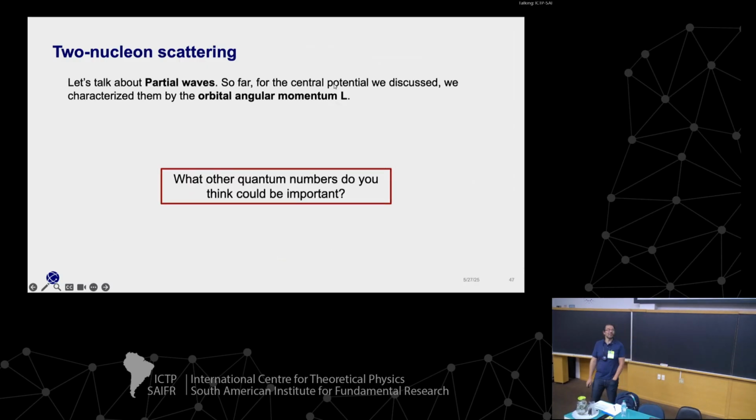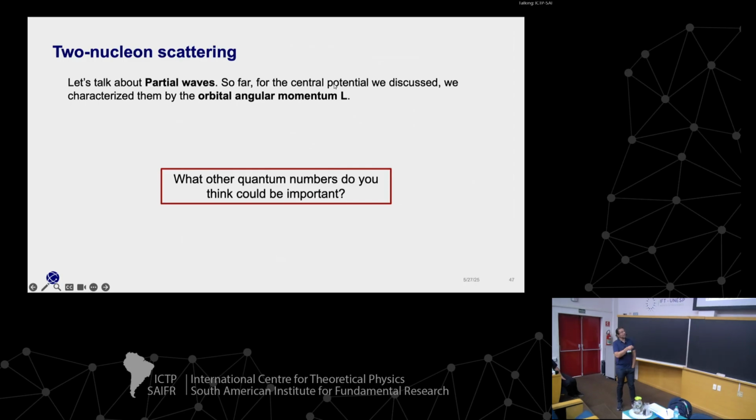Another question for you. So I told you we can define partial waves using the orbital angular momentum quantum number L, but what other quantum numbers do you think could be important?